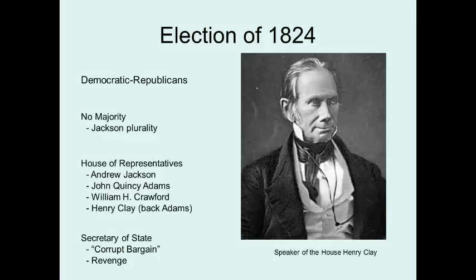So, in the presidential election of 1824, there are going to be 5 Democratic Republicans running for president. And because there are 5 people running for president, no one will be able to get a majority in the Electoral College. Now remember, the way our Constitution is set up, in order to win the presidency, you have to get a majority in the Electoral College, not a plurality. A majority means 50 plus 1, 50% plus 1. That is a majority. A plurality simply means you got the most votes.